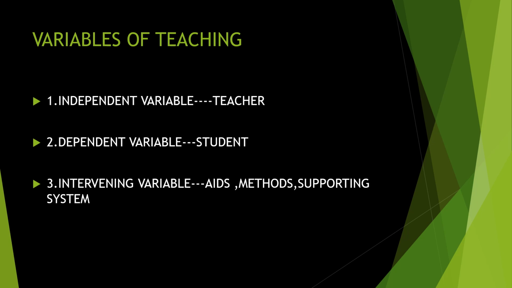And the intervening variable is the constituent of both the independent as well as the dependent variable. Both of these come together in the case of the intervening variable. That is the teaching aids, the methods, the supporting system, all of these come under this intervening variable. So only 3 variables are there. Independent means the teacher is always independent. You keep that in mind. The dependent is the student, and intervening is the supporting system. The aids, the methods, all the things used by the teacher come under the intervening variable.